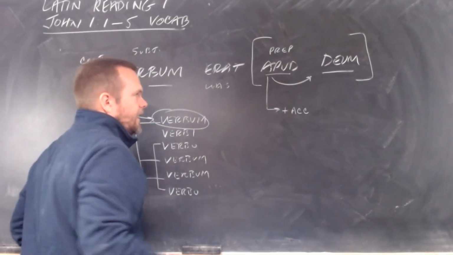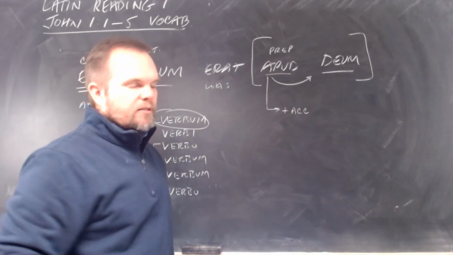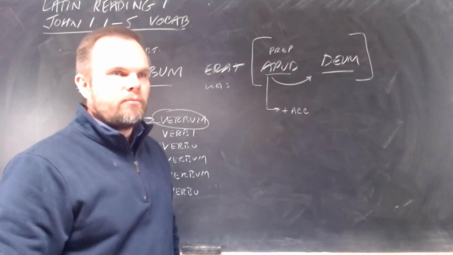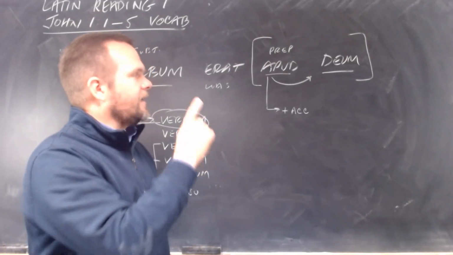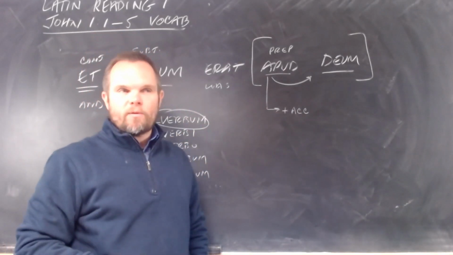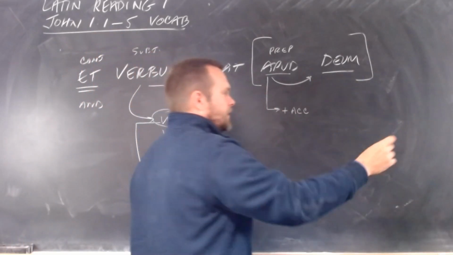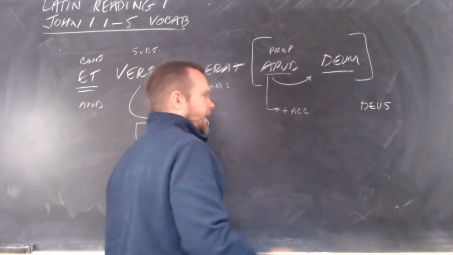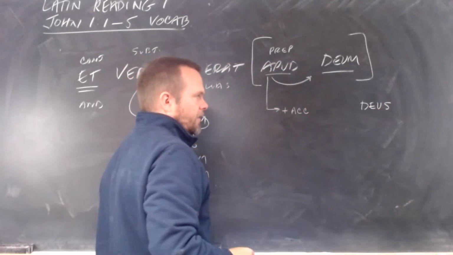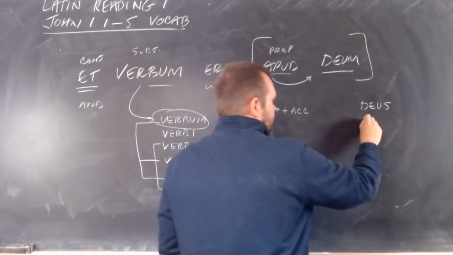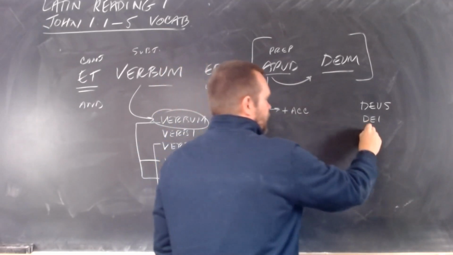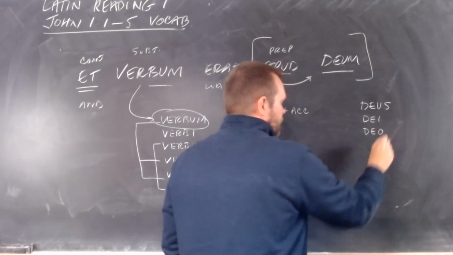When we look at deum, if we looked up deum in the dictionary, we wouldn't find it. We wouldn't find deum in the dictionary because that's not the nominative form of the word. If we look that word up in a dictionary, we'll find deus. That's the nominative form in the dictionary. We'll see the genitive form is dei. The dative form is deo.